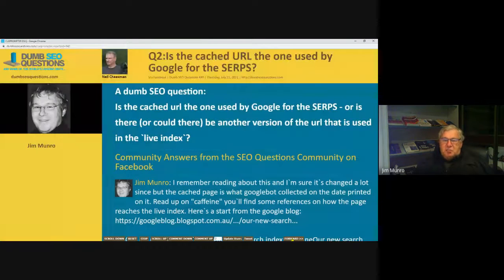All right, let's go to number two from Neil Cheeseman. Is the cached URL the one used by Google for the search engine results page? Sometimes, but not always. Neil said a dumb SEO question. Is there or could there be another version of the URL that is used in the live index?